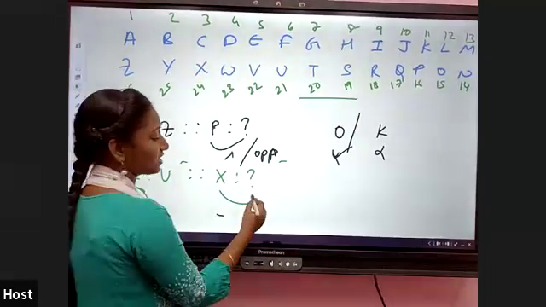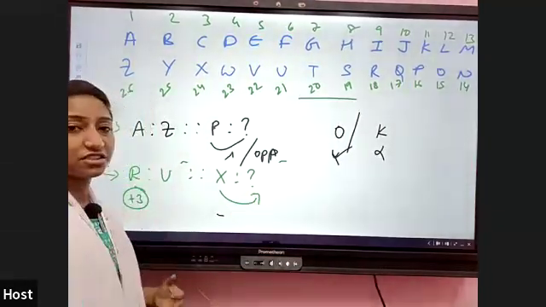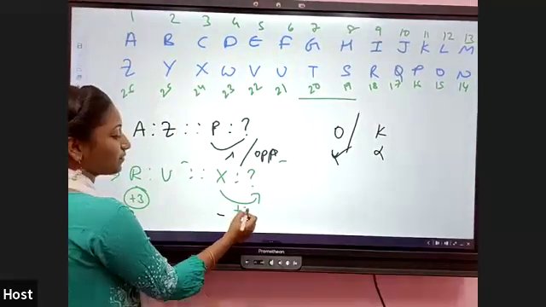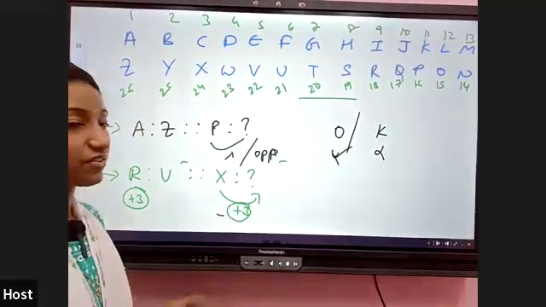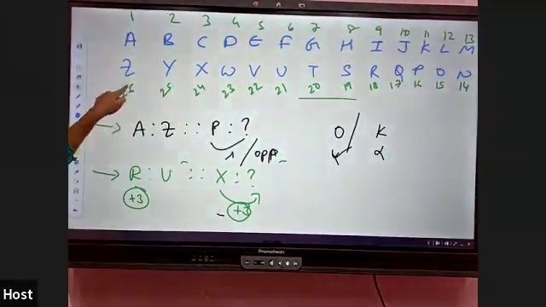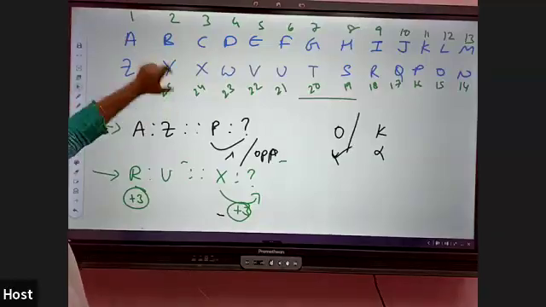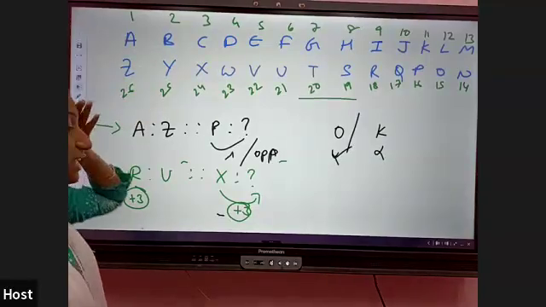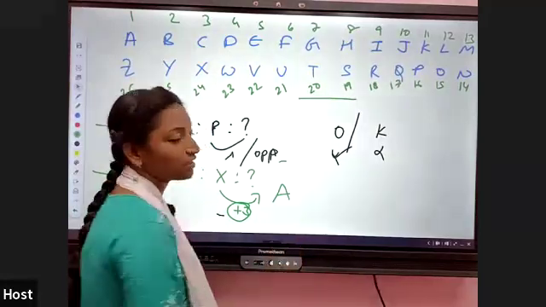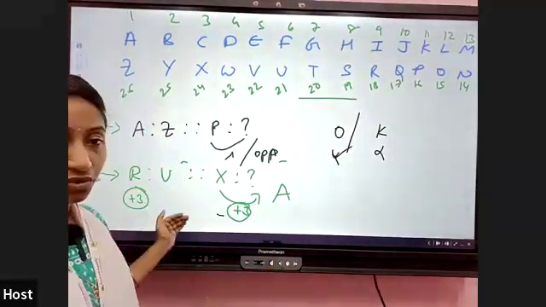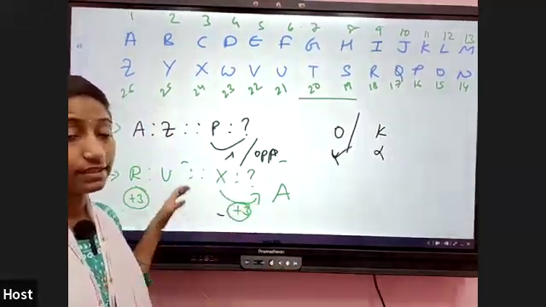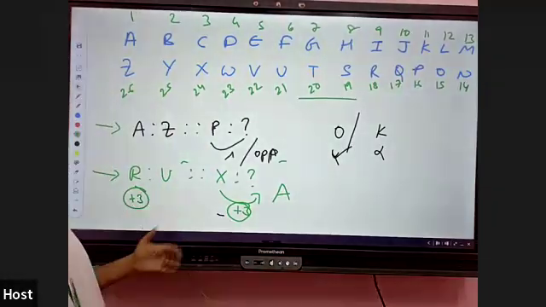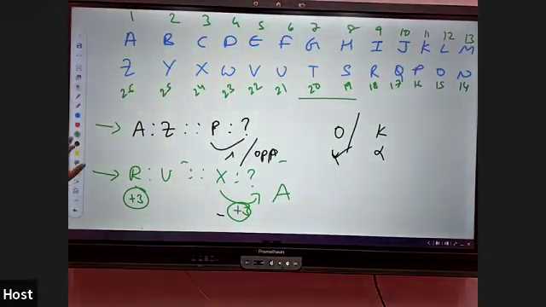Next, we should find the relation between X and the next letter. The theme is +3, so we should do +3 for X. Y, Z, next letter is A. So the answer is A. R is to U, then X is to A. This is the process we should follow for analogy.